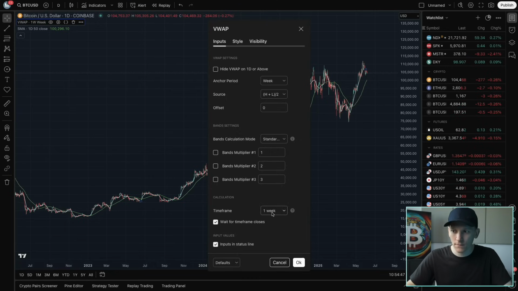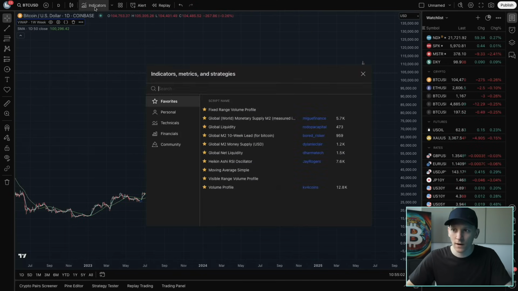And then for time frame, I'm going to be looking at the weekly as well. That is slightly higher time frame than the chart that I'm looking at. So it's going to give me better information about slightly higher time frame prices. And then I can use the chart to actually take entries. So I'm going to click OK there.